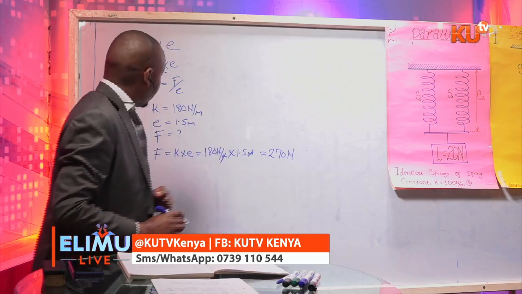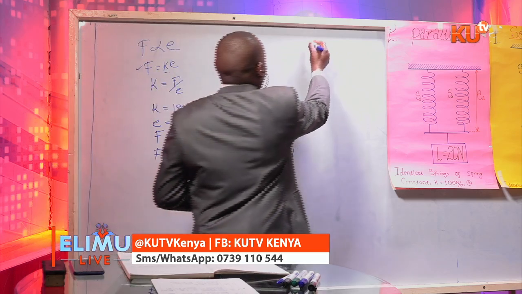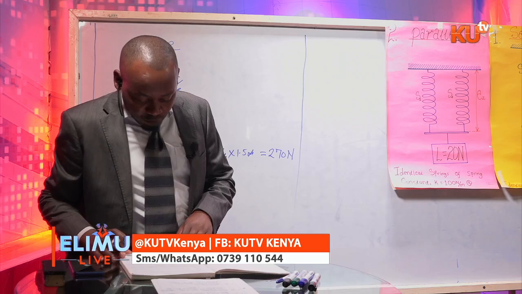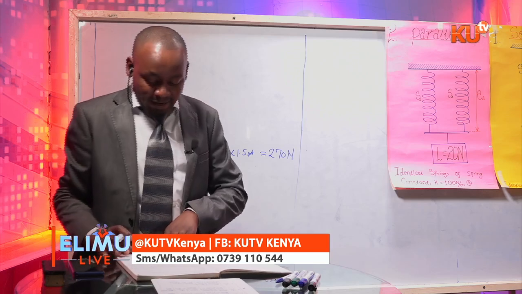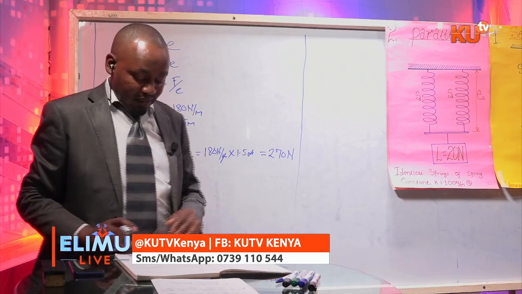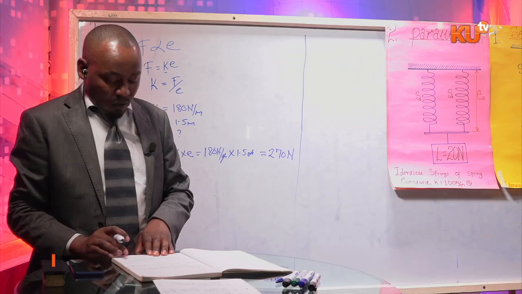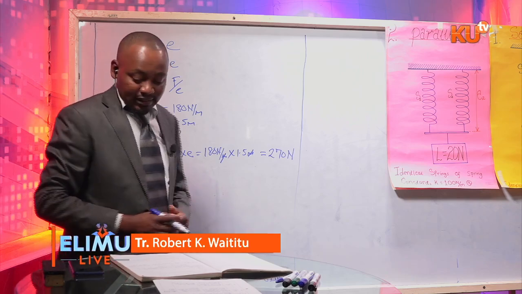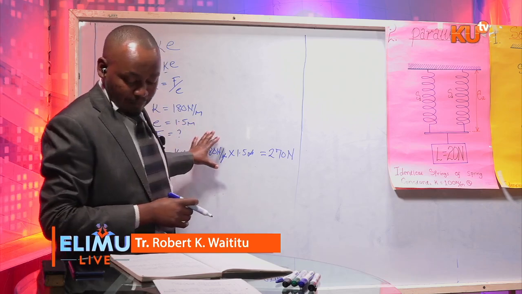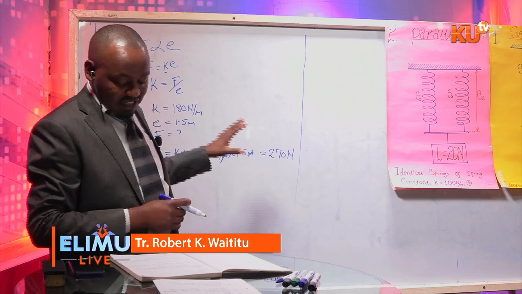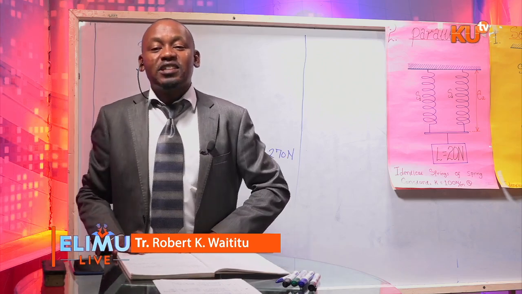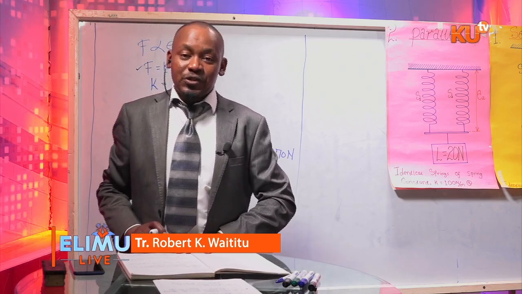From the same question, we have another part which you can add from the question. Again, find the extension when a mass of 9 kilograms is suspended on the same spring.